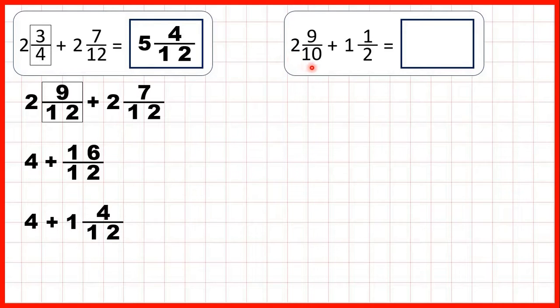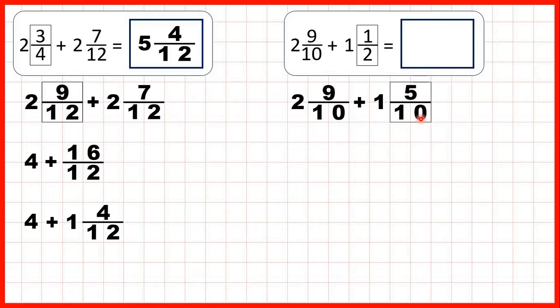Now we have 2 and 9/10 plus 1 and a half. So to add fractions, we need the denominators to be the same, so we can rewrite our question as 2 and 9/10 plus 1 and 5/10. That's the same as 1/2 because 2 times 5 is 10 and 1 times 5 is 5. So when we're adding mixed numbers, we start by seeing if we can add our fractions. The denominator stays the same, and 9 plus 5 is 14.